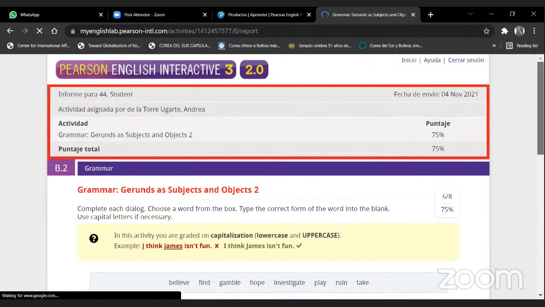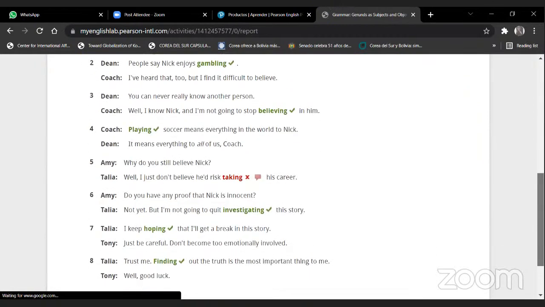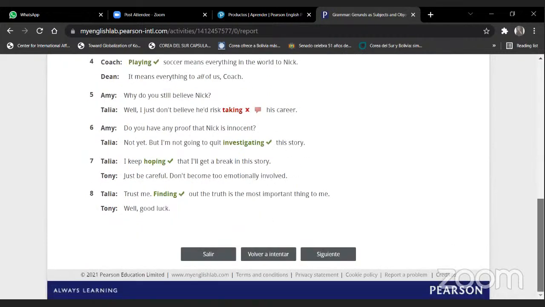Yes, these two verbs, right? Where it was the confusion. Yeah, because in risk, ruining is like arruinando, right? And taking is como tomar, taking a bribe, it's like un soborno, un dinero extra. So this is the mistake here, right? These two verbs. So taking has to be in the first and ruining in the second.